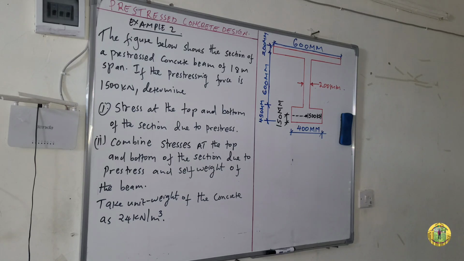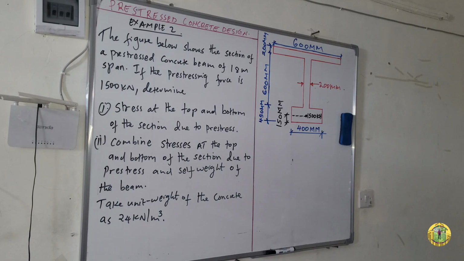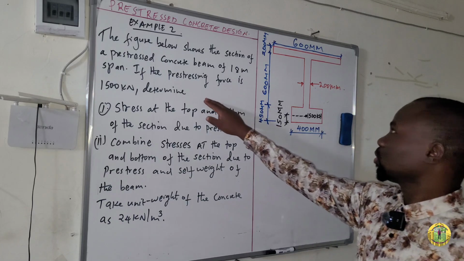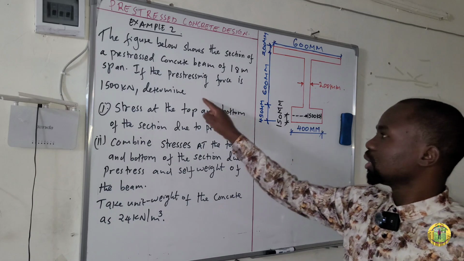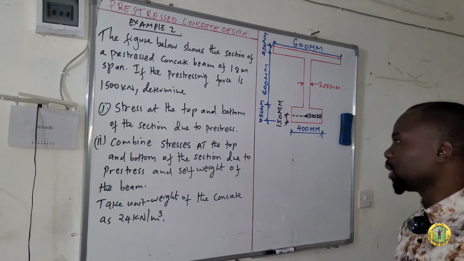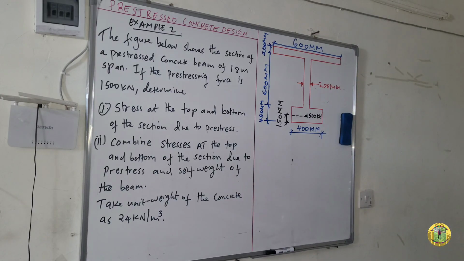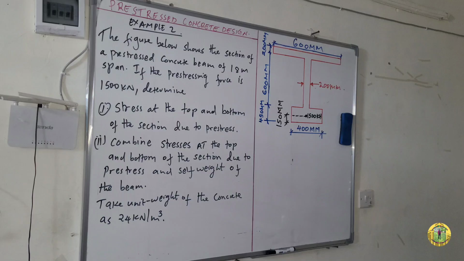So today I want to tackle example number 2, and this is the prestressed concrete design. The question reads: the figure below shows the section of a prestressed concrete beam of 18-meter span. If the prestressing force is 1500 kilonewton, determine Roman number 1, stress at the top and bottom of the section due to prestress. Roman number 2, combined stresses at the top and the bottom of the section due to prestress and self-weight of the beam. Take unit weight of the concrete as 24 kilonewton per meter cubed.